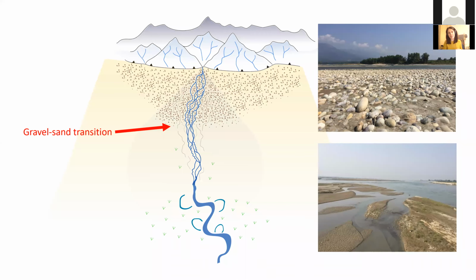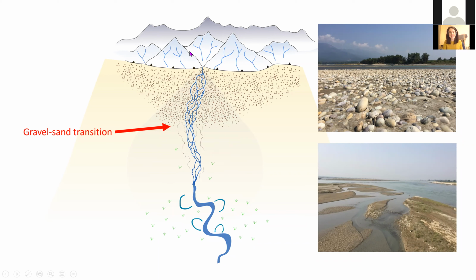It's seen in rivers in Canada. I think Lambert and Diti have looked at the Fraser River, studying the gravel sand transition. We also see it in Romania, and also in some smaller rivers in Scotland. But I'll be talking more specifically about the gravel sand transition which we see in Nepal and India, in the Indo-Gangetic Plain.